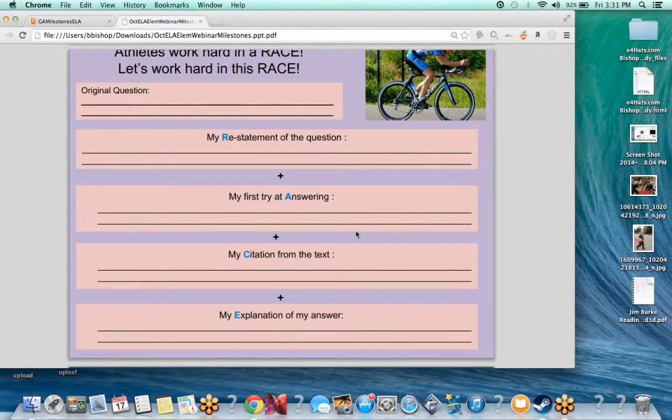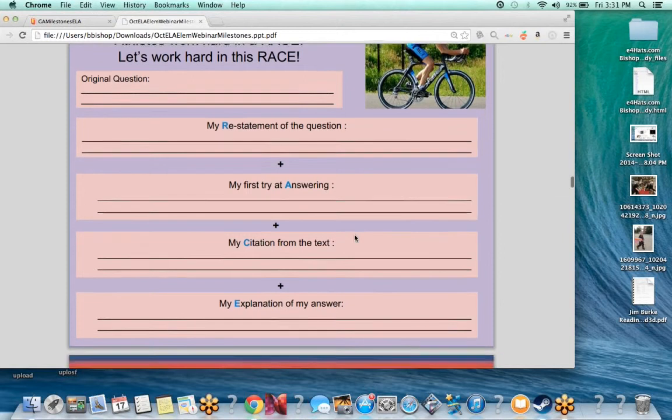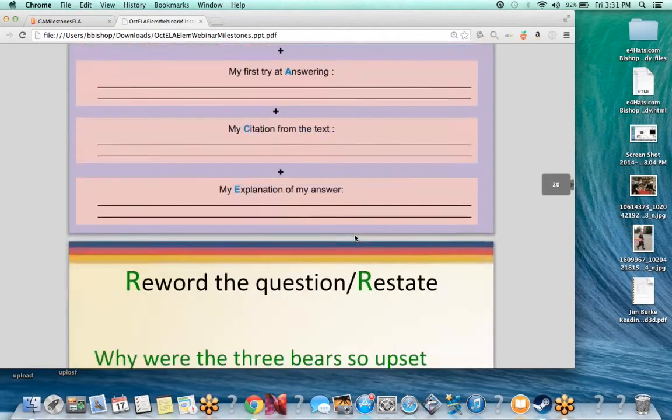Now, I think it's really important that we stick to the language of the standards, and kids need to know citation, but as they're learning it, I think it's okay if you want to use C for copy, like restating the question, answering the question, copying some information from the text, and then explaining my answer. So if that helps kids get there a little bit, then I think that's okay until they have that academic vocabulary for citation.